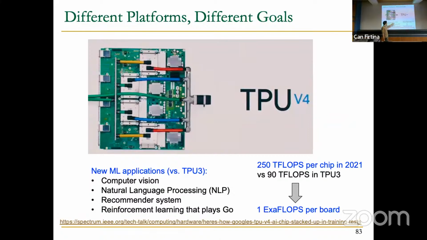And there have been several versions of the Google TPU. This one is the latest one. I think this one is the version 4 from 2021. In every generation, they have doubled essentially the maximum compute power, 250 teraflops versus the previous version. You see 90 teraflops, and that's per chip, and that's the compute throughput per board.